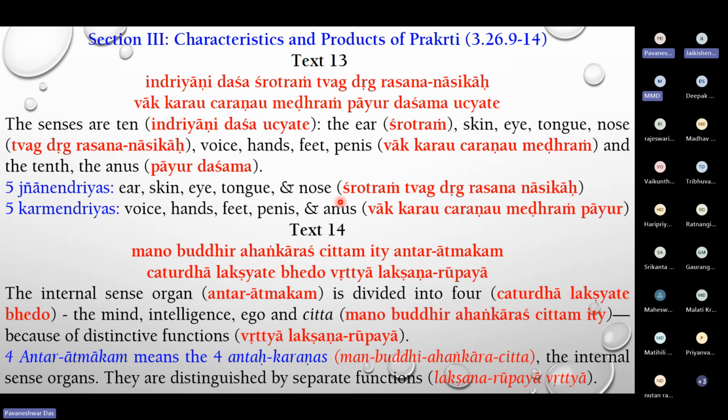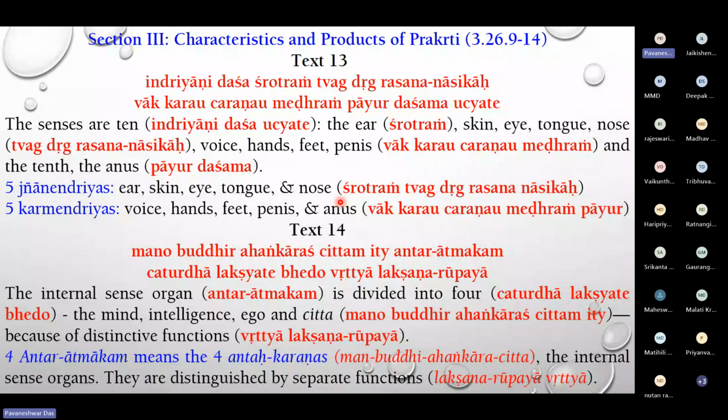What? No, Chitta is Chitta, mind is mind, intelligence, Buddhi, is Buddhi. Lakshana Rupaya Vritya: they are distinguished by separate functions. Every element has its own roles and responsibilities, its own duties, its own activities, its own qualities, its own characteristics. You understand them, then you understand the distinction.